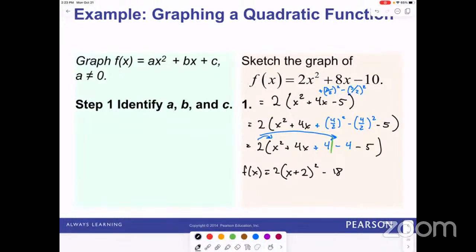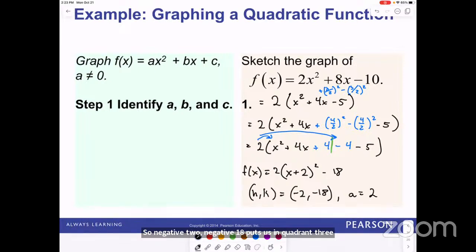Okay, so now we have this one in standard form, right? So from here, we can see the vertex, our h comma k. So the coordinates of our vertex. Remember, the formula is supposed to be x minus h. So that's not really a 2. That's really a negative 2, comma negative 18. And our leading coefficient is a positive 2. So negative 2, negative 18 puts us in quadrant 3, and the parabola opens upward.